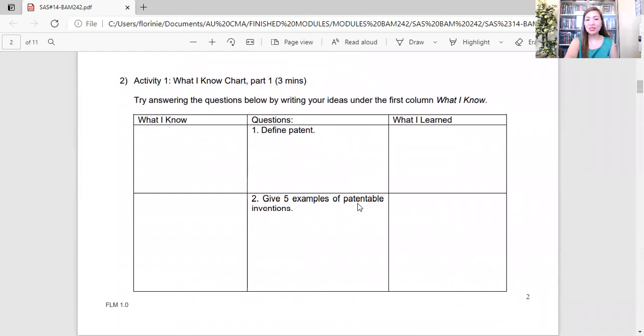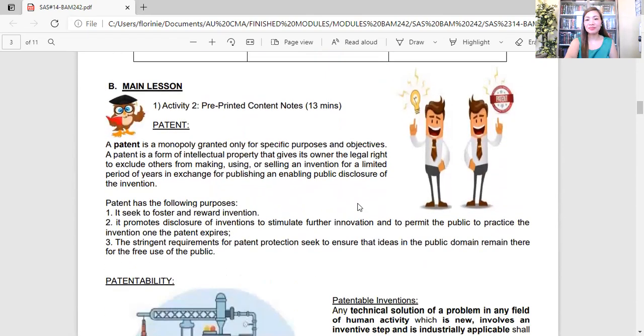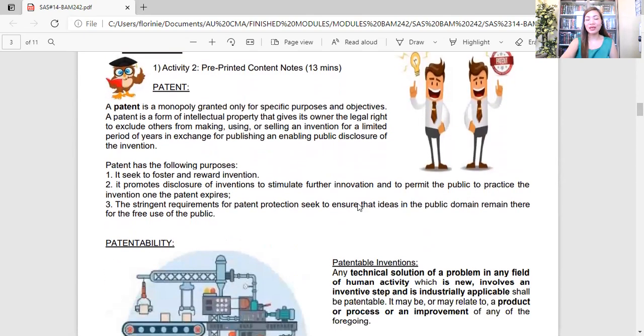So you need to pause this for a while and answer the what I know chart. Pag-usapan natin yung patent. So gaya nga ng sabi ko, it's very important for us to recognize patent or to know things about patent. Why? Because it is something that we put value and we recognize this as an asset. So as BSA students or as accountants, we should have a fair knowledge of this particular topic.